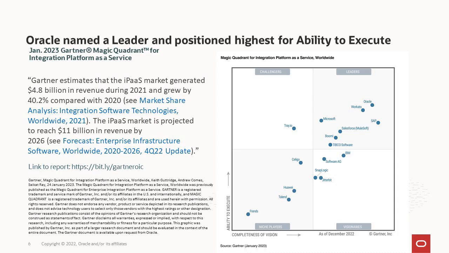We are excited and humbled to share that Gartner has named Oracle integration a leader and positioned highest in the Gartner Magic Quadrant for integration platform services. Thank you and congratulations to the whole community. We could not have done this without your partnership and support. The report is available at bit.ly/GartnerOIC.